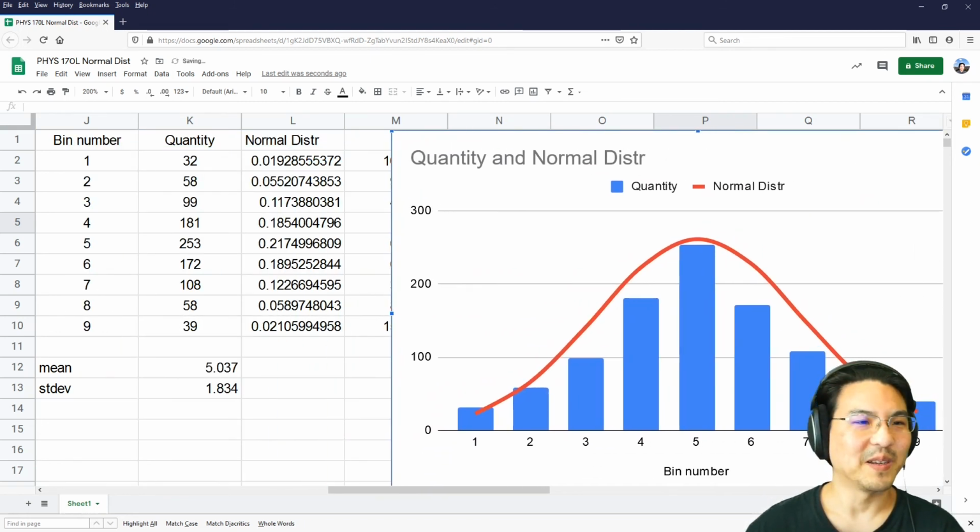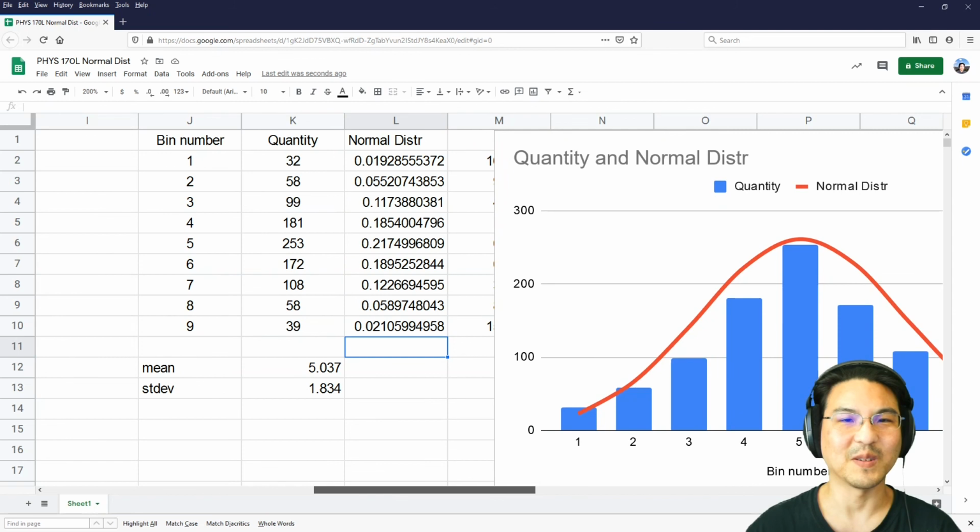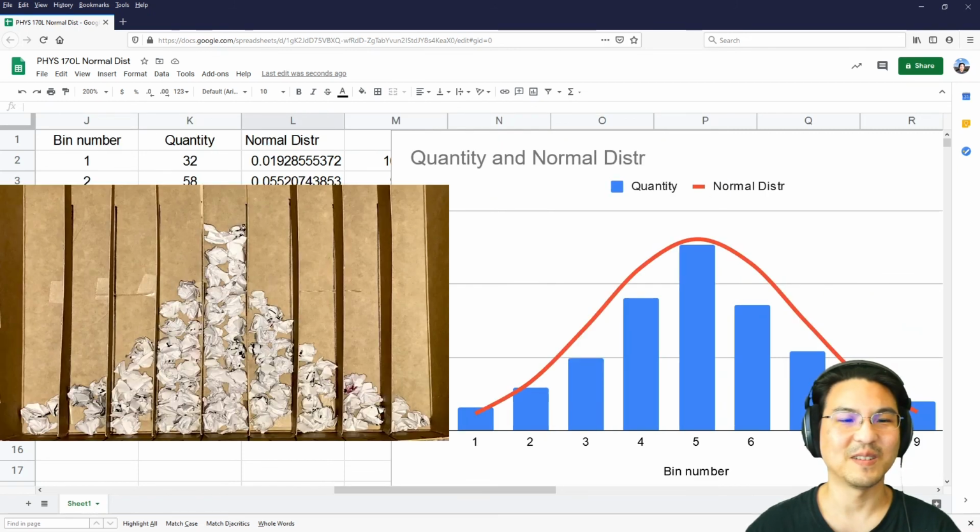This table right here, you can put this table in your lab report, and then make sure to have pictures of your cool setup. Put that in your lab report, and then you're all good.